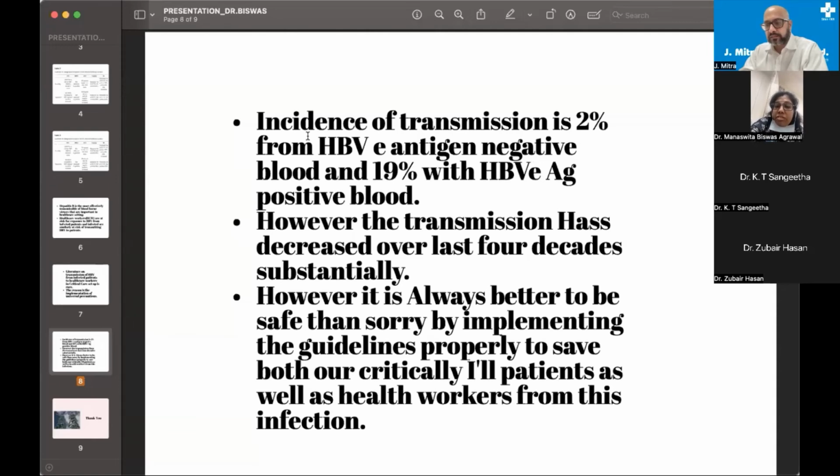However, it's always better to be safe than sorry by implementing the guidelines properly to save both our critically ill patients as well as the health workers from this infection, which is very much lacking, because I do a lot of teaching of healthcare workers, and whenever I see my staff working, since I head the HQ, I have to be very concerned about their health as well. So I see they're very reluctant. The patient comes in, and they just do an IV cannulation without wearing gloves. They're not aware of how important universal precaution is.